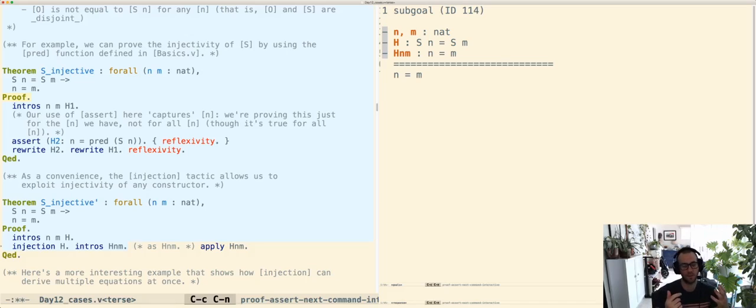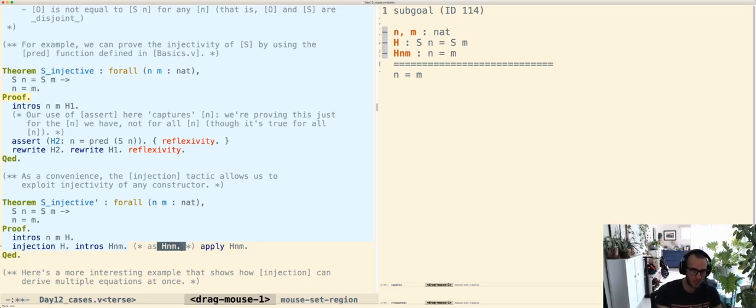Okay, so if you're not sure how to use these as patterns, what you have to do is name every equality that injection is going to find for you. Now, for natural numbers, if it's just two things, you should get just one equality. And when we start doing proofs about lists, which will be the next one, you'll see that injection can do more. It can derive multiple equations at once.